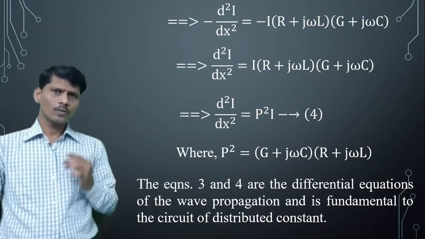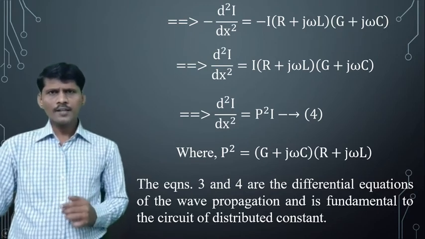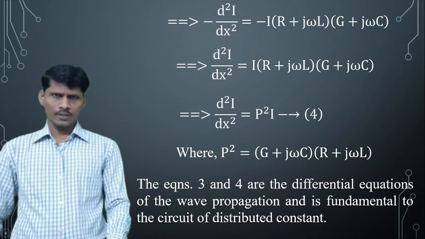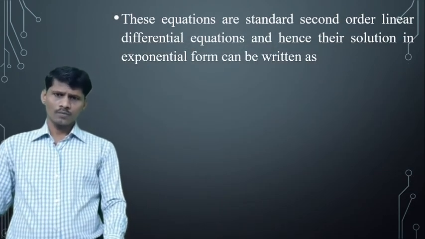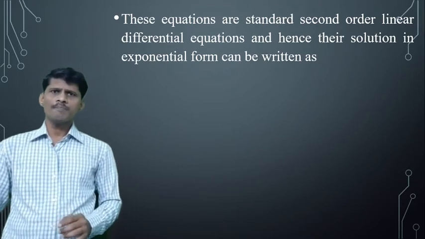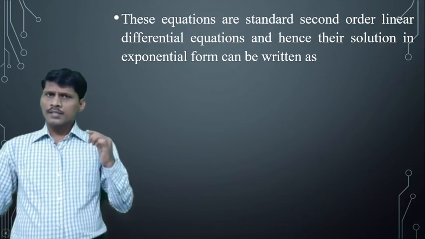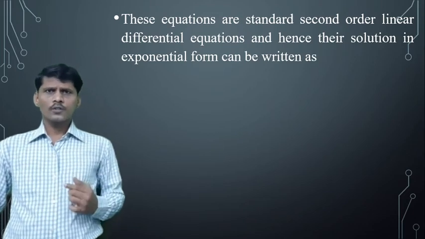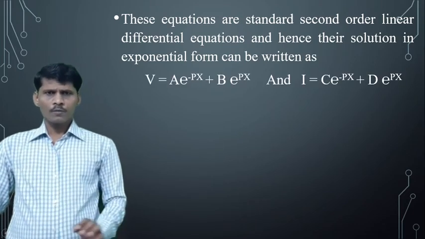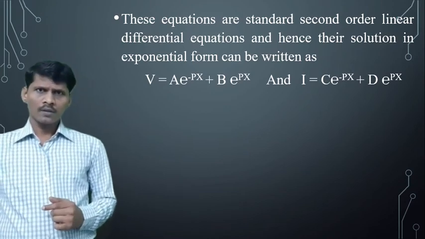Equations 3 and 4 are standard second order linear differential equations. The general solutions of these standard second order differential equations are given as follows. Equation number 3, d square V by dx square is equal to P square V, is the standard second order linear differential voltage equation. The general solution of that equation is V is equal to A into e power minus Px plus B into e power Px.